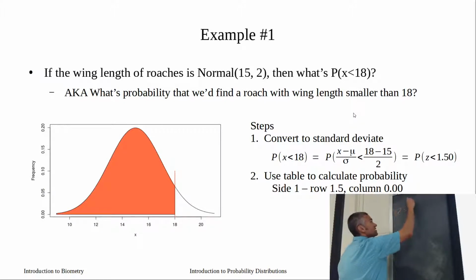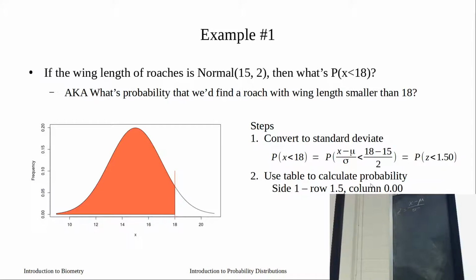So z is x minus our mean divided by our sigma, right? That gives us a z-score. So in our inequality, I'm going to do that to get z. But if I do it to the left-hand side, I have to do it to the right-hand side. Remember that from algebra. So on the right-hand side, I have 18 minus 15. That 15 came from the problem. We're going to divide it by 2. So that converted it from x is less than 18 to the probability that z is less than 1.5.